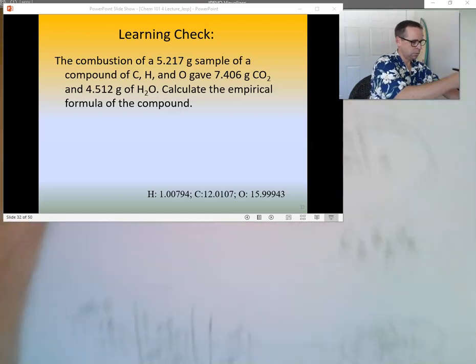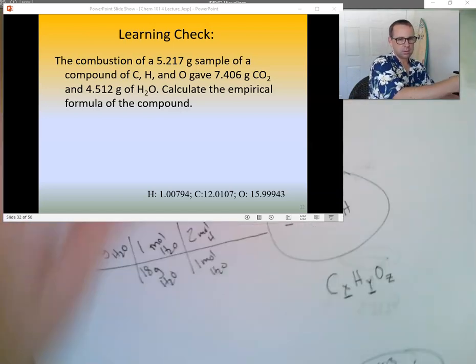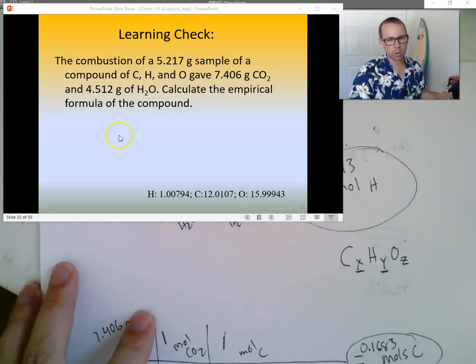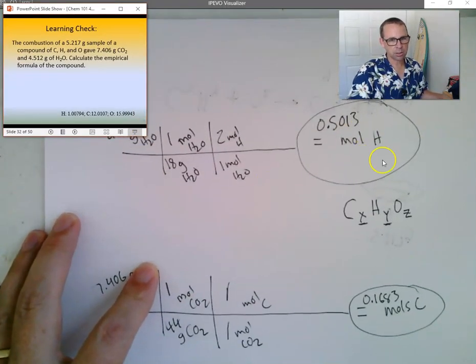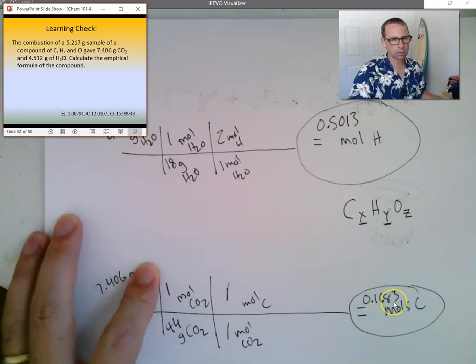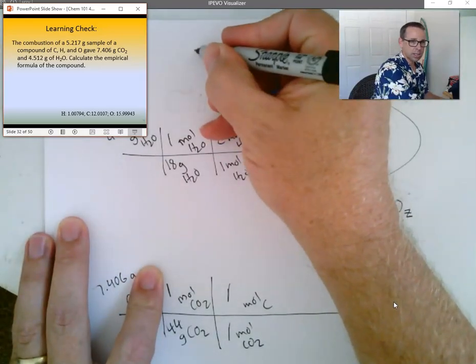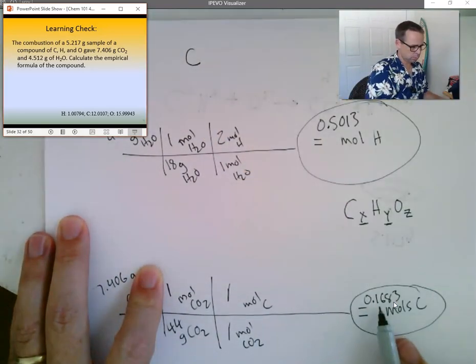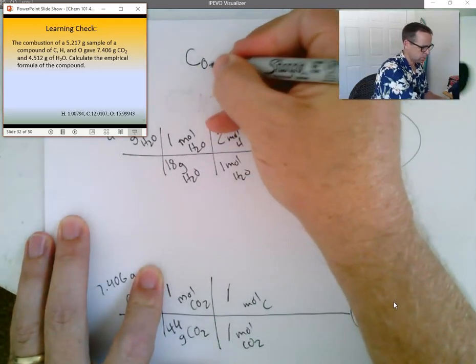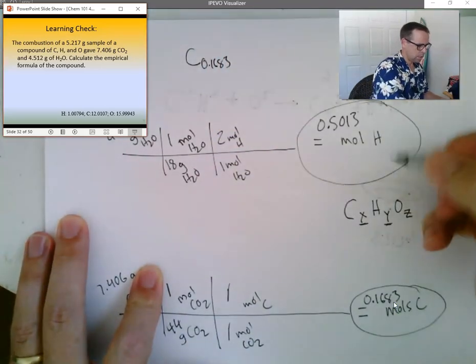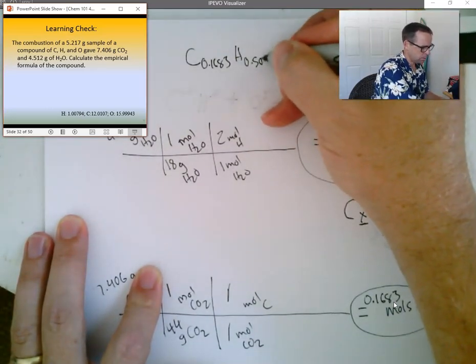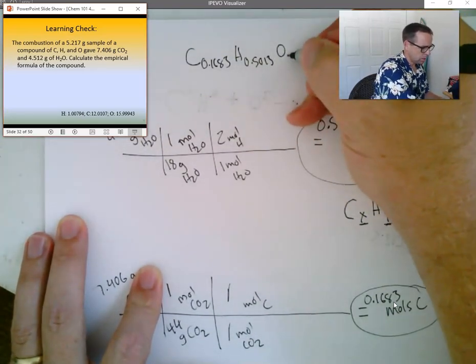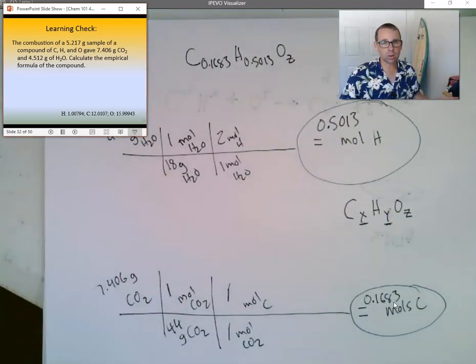So from this now, I have the moles of hydrogen and the moles of carbon. So I am getting really close. I got C 0.1683, H 0.5013, and now the last one I need is the O, the oxygen.